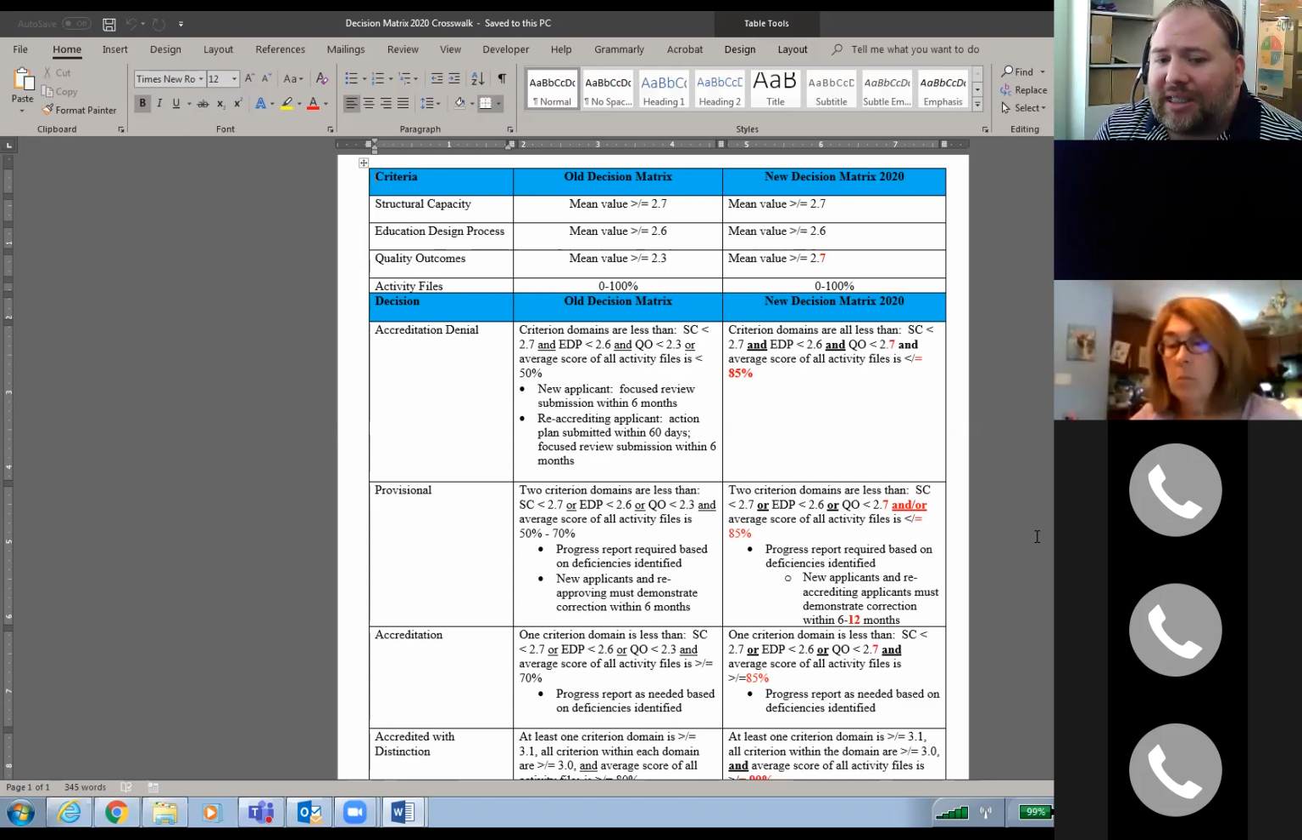So if somebody is missing, let's say, structural capacity 2 and EDP 3, they would probably be either provisional or accredited, and to get them up to standards, that's when you would provide a progress report for them. And that's when you can do your remediation and education. After you've made your decision and you've sent them their letter and you've asked for a progress report, then you can help them. There should be no helping during the process. Does that make sense to people? Okay. Are there any questions about the decision matrix?